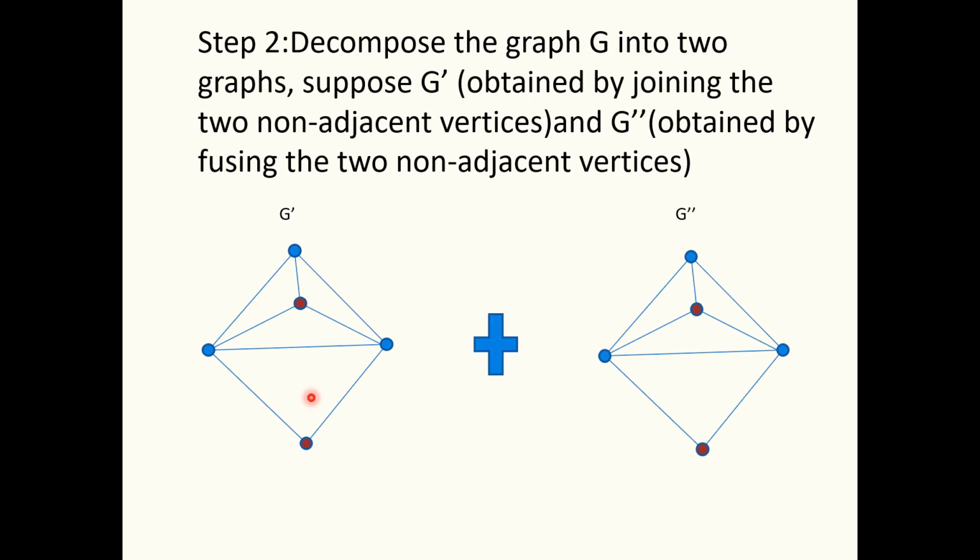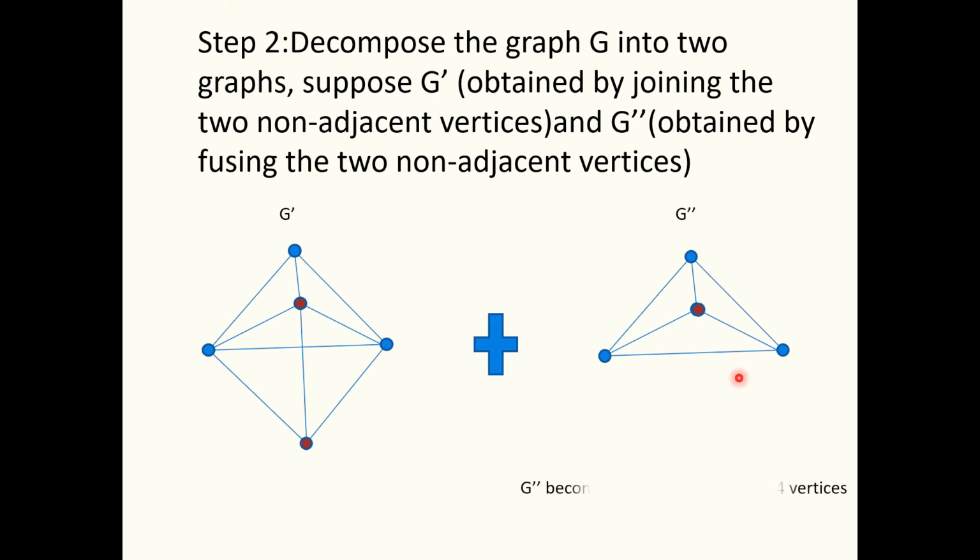So the next step will be that we will decompose the graph into two graphs. In the first graph we will connect the two non-adjacent vertices, and in the second graph we will fuse the two non-adjacent vertices, and because of this fusing the other two adjacent edges will disappear. So this is how we will decompose a graph.